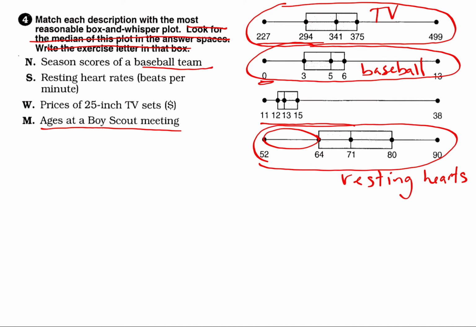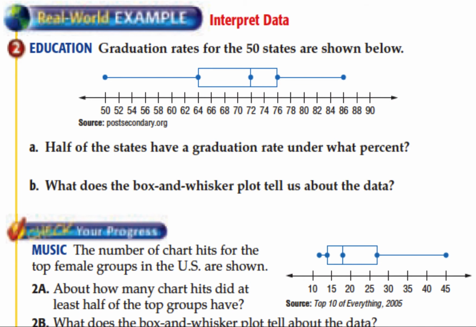Let's look at the ages at a Boy Scout meeting. It looks like we have a leader that's 38, and most of the attendees are between 11 and 15. So this would be the Boy Scouts based on the shape of the data. Okay, just a couple more to look at.